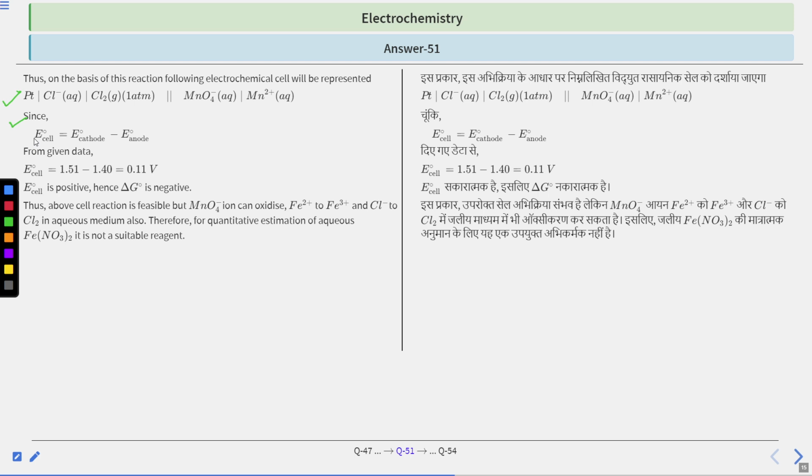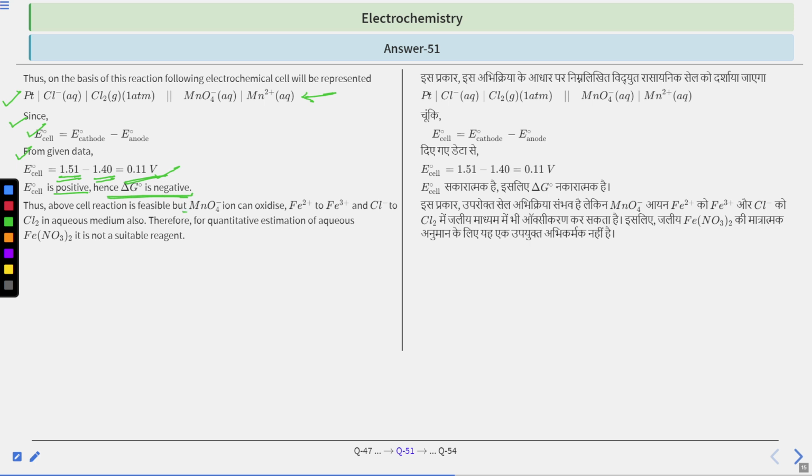Now we know that E° of cell is equal to E° of cathode minus E° of anode, right? From the given data, E° of cell for this cell will be 1.51 minus 1.40, cathode minus anode, reduction minus oxidation. It is equal to 0.11 volt, and you can see that the E° of cell is positive. That means ΔG is negative, since E is positive, so ΔG will be negative. Thus, the above cell reaction is feasible, right?